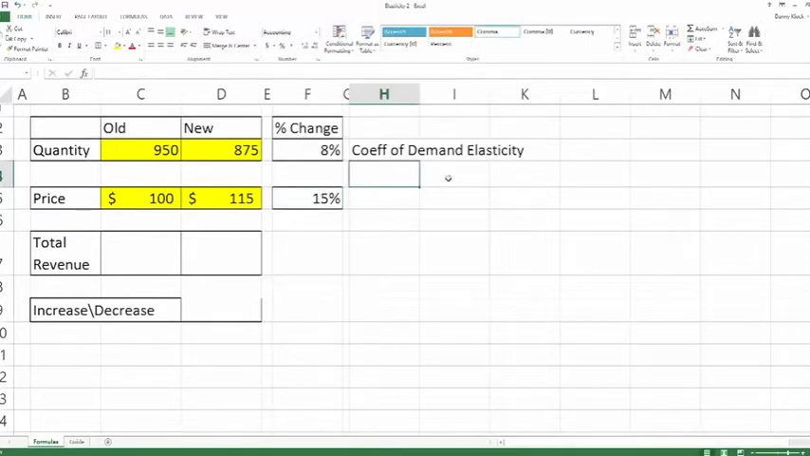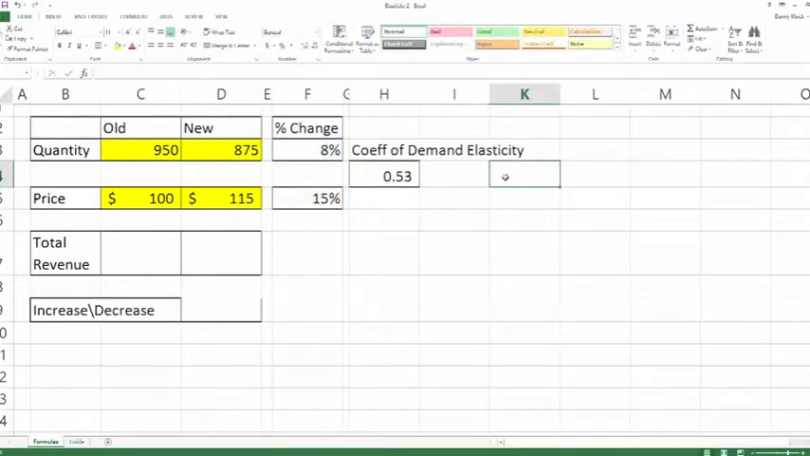To find the coefficient of demand elasticity, you just divide the percent change in quantity by the percent change in price. Enter, and it comes out at 0.53. So this is less than 1. Get my less than sign.